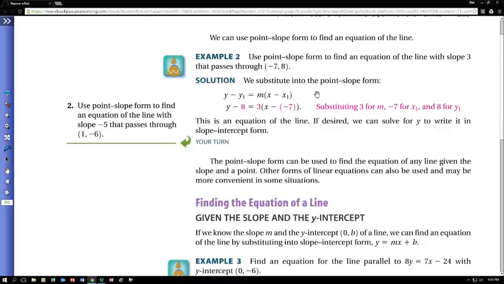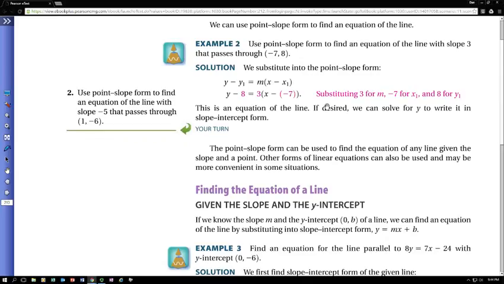So we take the values that we know, slope, well, here's m, that's where the 3 goes for slope. And then I have this point, -7, 8. Well, the -7 is the x sub 1. So I end up with x minus -7, and then I put the 8 in for the y sub 1, I get y minus 8. So here is the equation for a line that goes through the point -7, 8 with a slope of 3.